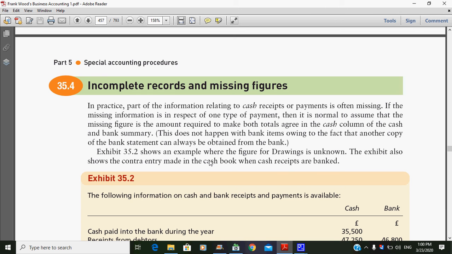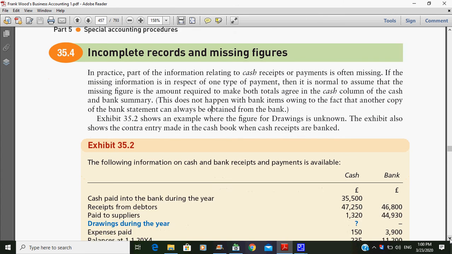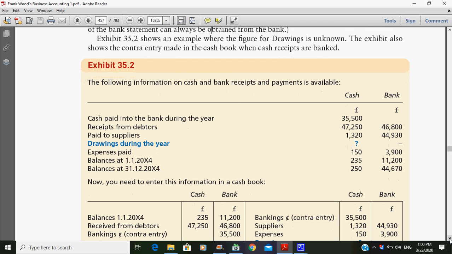The example below shows a situation where the figure of drawings is unknown. The exhibit also shows a contra entry made in the cash book when receipts are banked. For information in cash and receipts, cash paid in during the year is 35,500. Receipts from the debtors, paid suppliers, and so forth. The drawings figure is missing for cash. Estimate is paid and so forth.